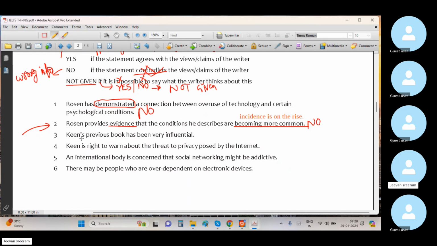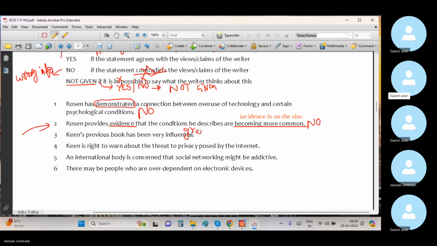Keynes' previous book has been very influential. Has the author said anything as such? Keynes' book was really influential. Has the author mentioned Keynes' book has not been an influential one? Not given. Has the author said anything about its effect on the people, how Keynes' book can affect the people? Influential means affecting the people, right?